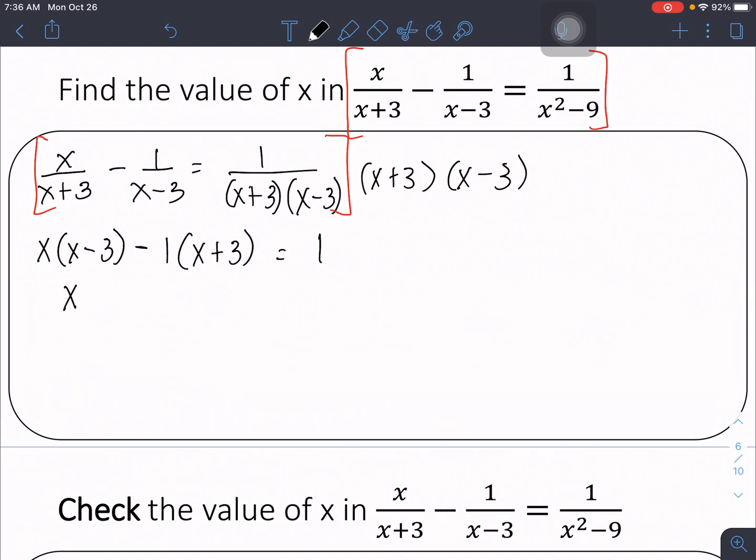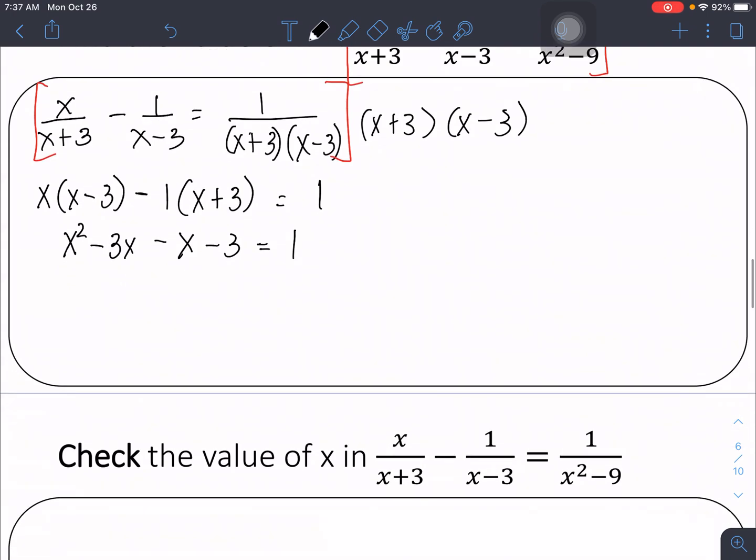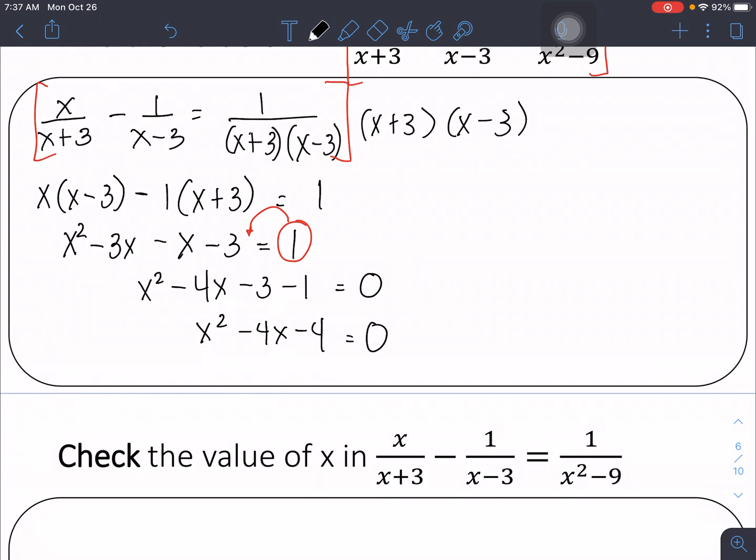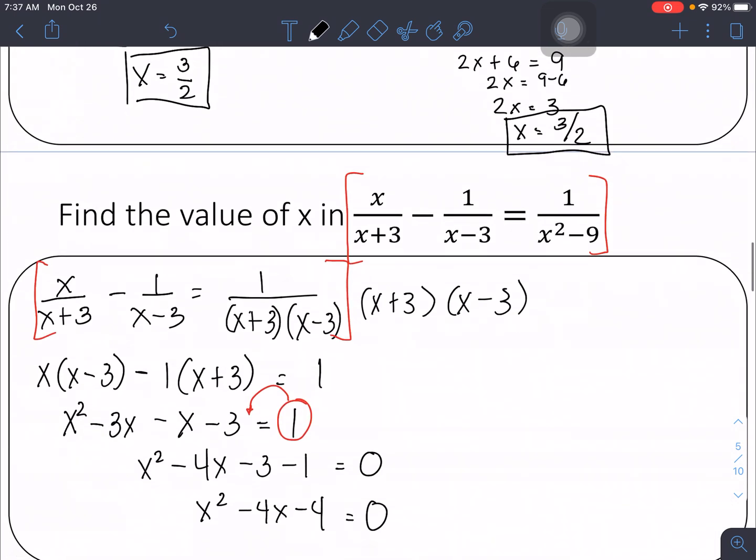So this will be x squared minus 3x minus x minus 3 is equal to 1. So this will be x squared minus 4x minus 3. So I think I need to transfer this out to the other side of the equation. Minus 1 is equal to 0. x squared minus 4x minus 4 is equal to 0. So I need to find the value of x.